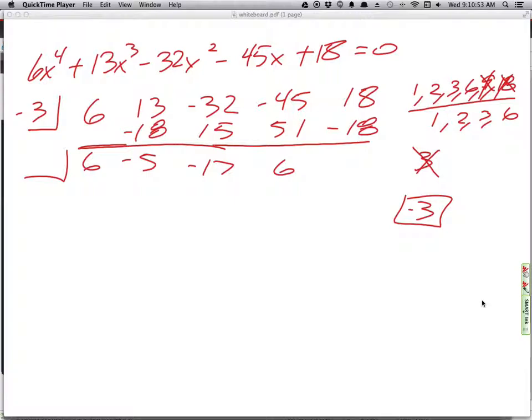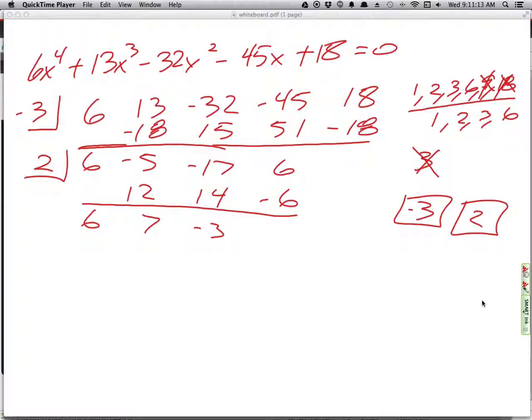Alright, so now what are we going to try? 2. 2? So 6, 12, 7, 14, negative 3, negative 6. We like 2 as well. And notice I started with x to the 4th. I have divided twice. So now what am I dealing with? I'm dealing with an x squared. Alright, so what do I want to do to that? Divide. So I get x squared plus 7x minus 18.